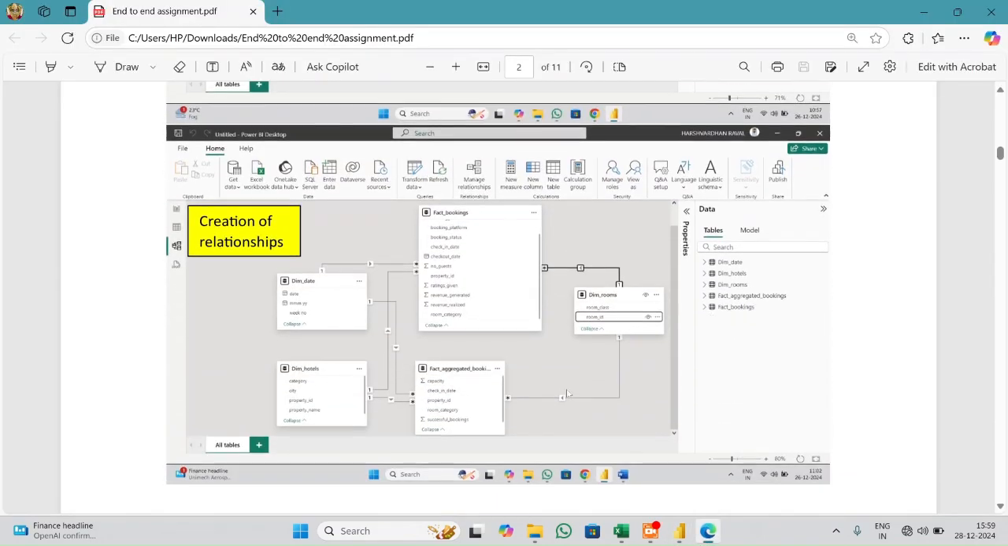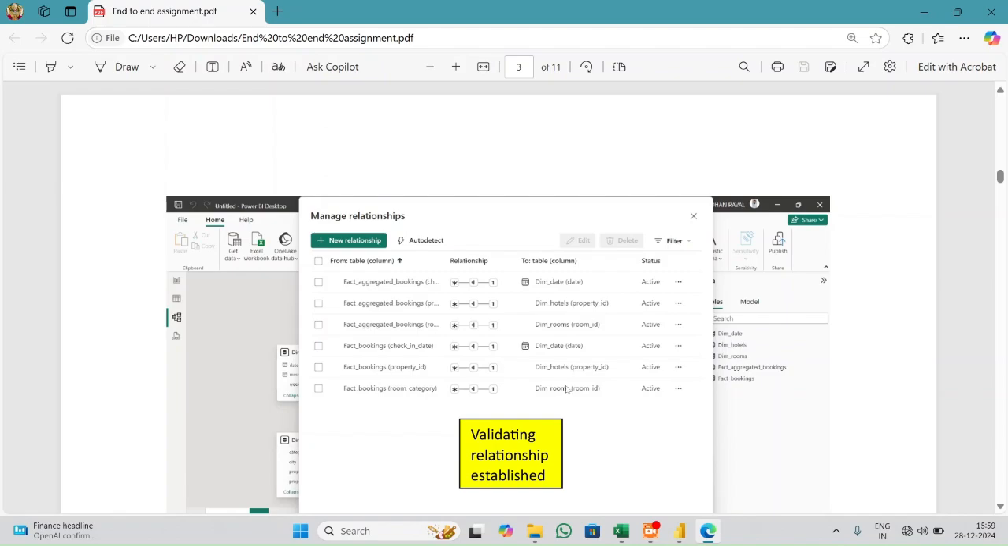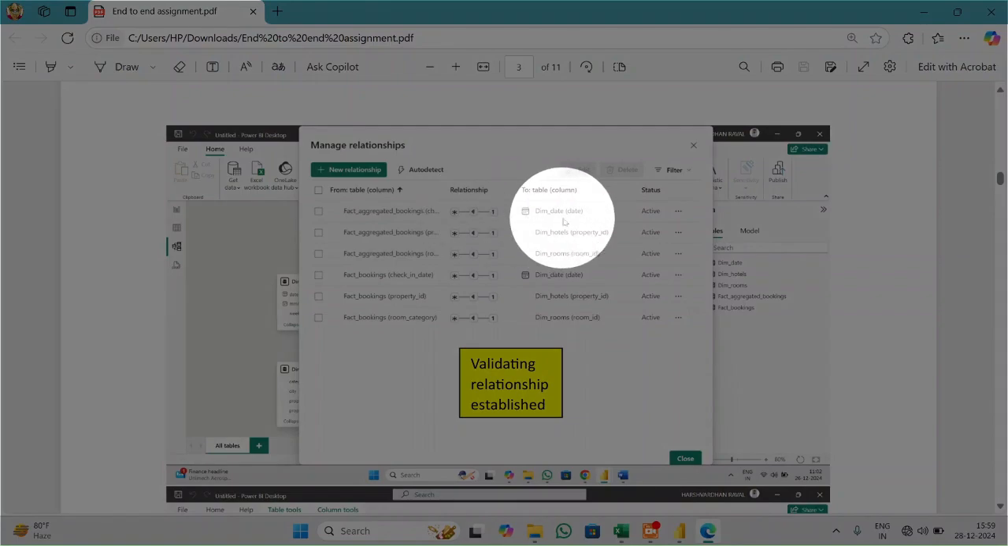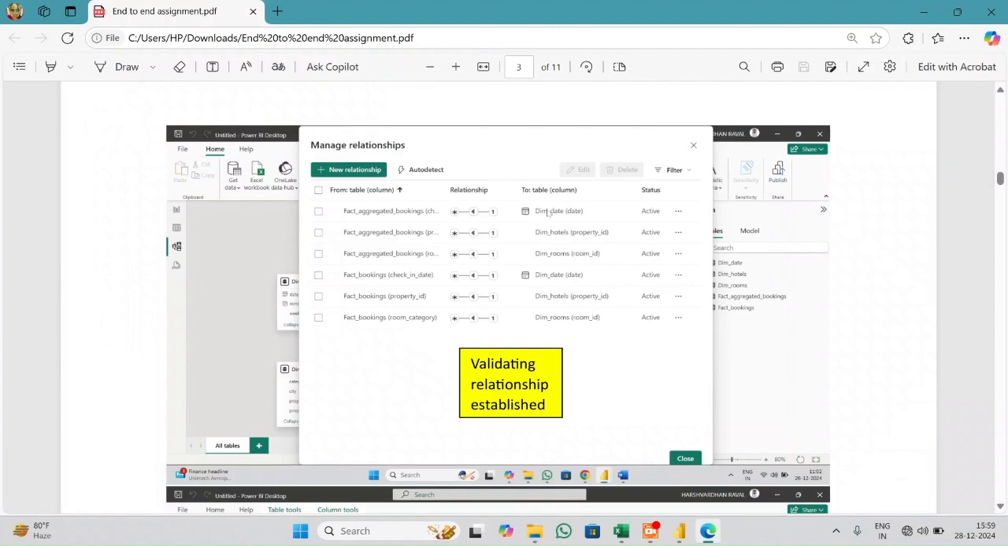After the creation of relationships, I validated them by going to manage relationships, and I checked that yes, the fact aggregate booking table has a relationship with the date table. In both these tables, the date column is common. That is why the relationship was created.